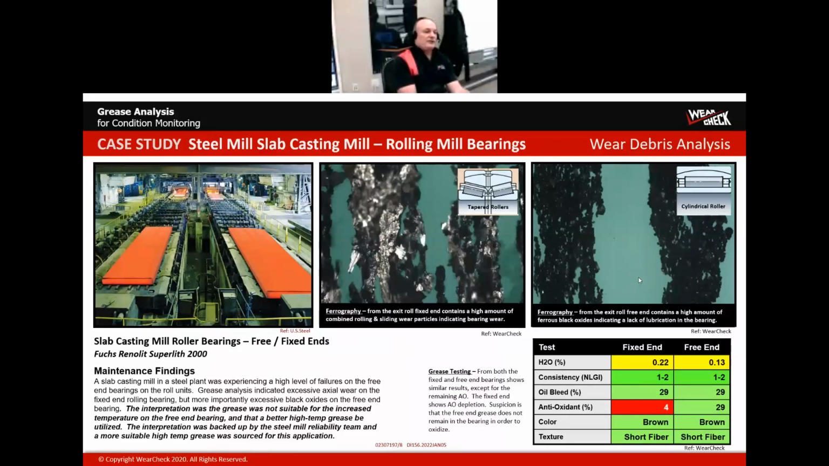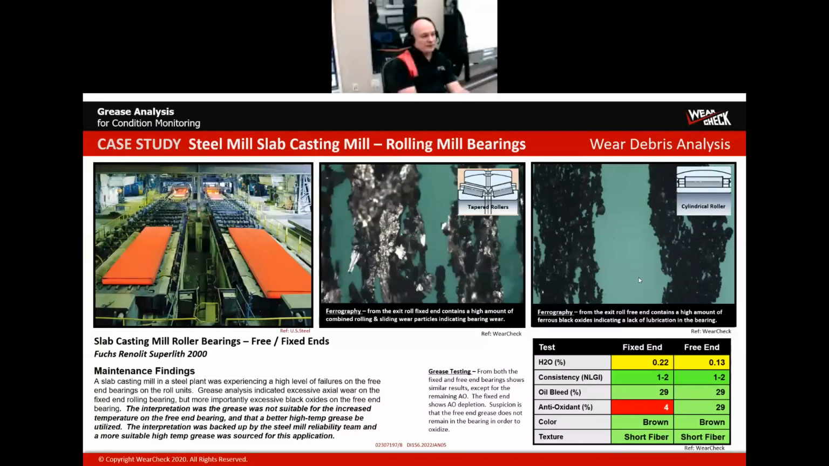To get a black oxide, you need to have a very thick oxide layer. It's absorbing almost all the light, so the particle itself is not reflecting any light. It's an indication of excessive heat. Excessive heat is generally a result of insufficient lubrication.